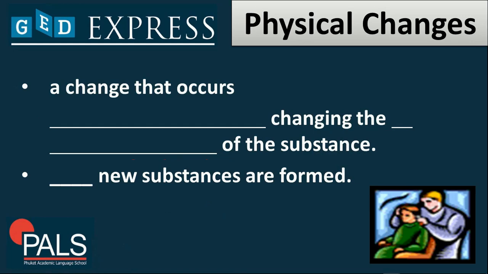Now, when you say physical changes, that is a change that occurs blank, changing the blank of the substance, and blank new substances are formed. So, can you guess the answer to the blank? Let's try. Exactly, that will be without. How about the second line? Precisely, it is identity. And how about the last? Good job, it's no. So technically, physical changes is a change that occurs without changing the identity of the substances, and no new substances are formed.